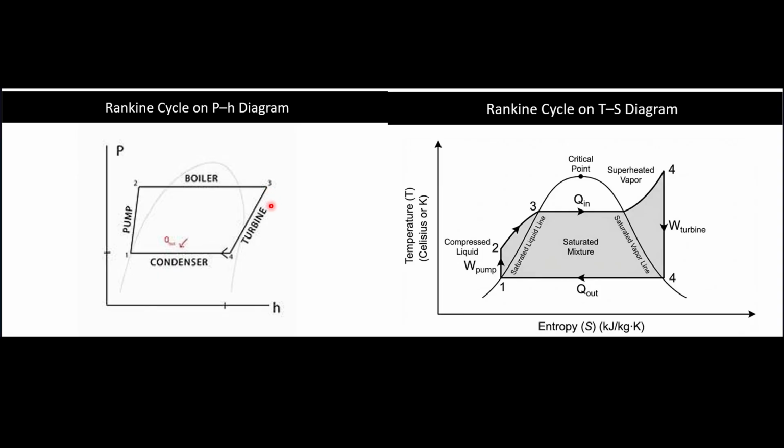So due to that, the pressure is going to decrease, and we can see that the enthalpy is also decreasing. On the other hand, we can see that the entropy change is constant. So we can say that it is also an isentropic process.